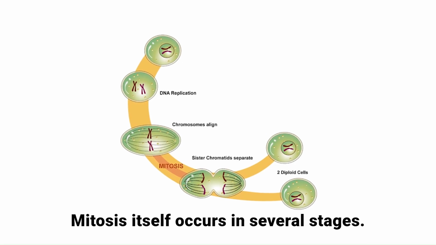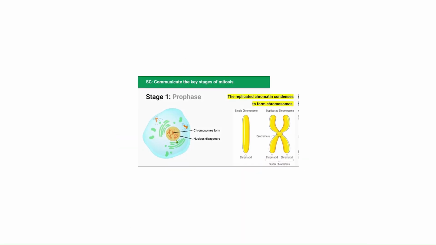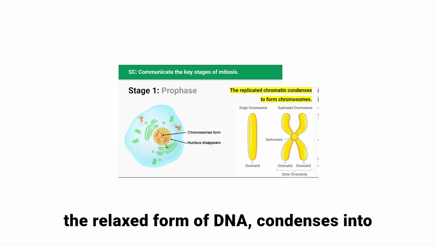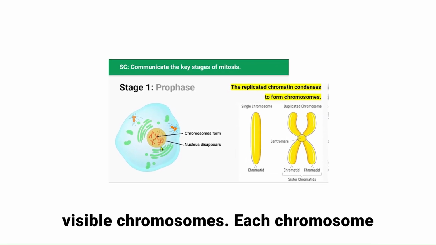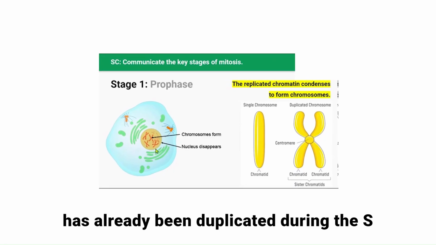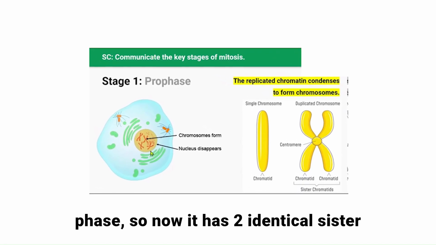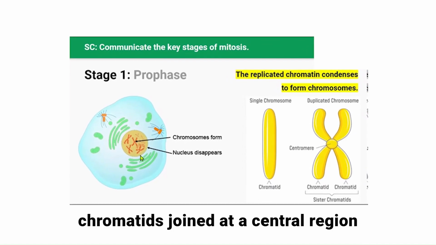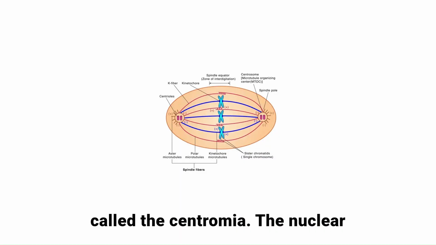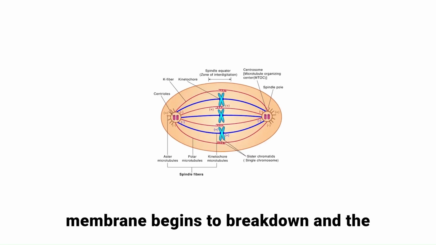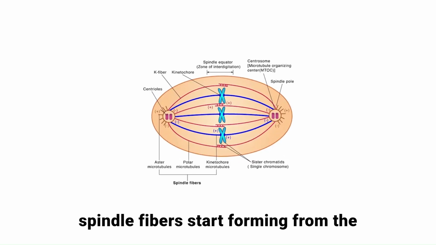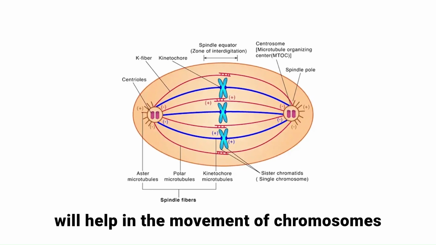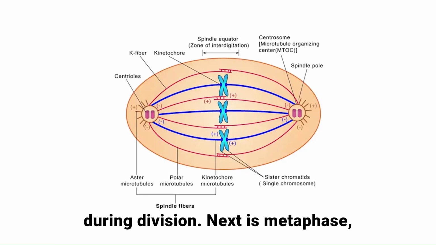Mitosis itself occurs in several stages. First is prophase, where the chromatin, the relaxed form of DNA, condenses into visible chromosomes. Each chromosome has already been duplicated during the S phase, so now it has two identical sister chromatids joined at a central region called the centromere. The nuclear membrane begins to break down, and the spindle fibers start forming from the centrosomes. These spindle fibers will help in the movement of chromosomes during division.